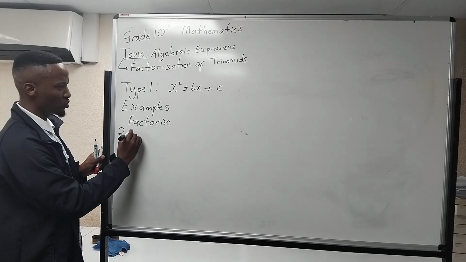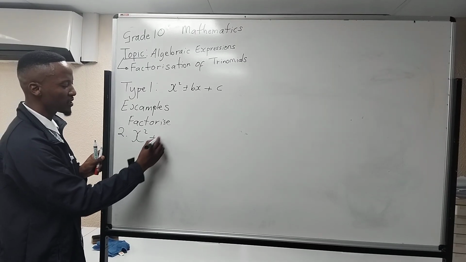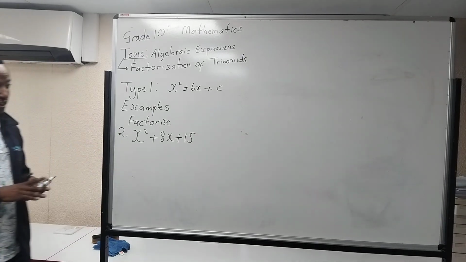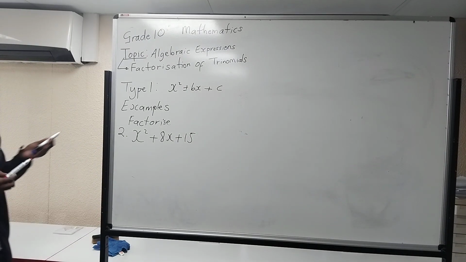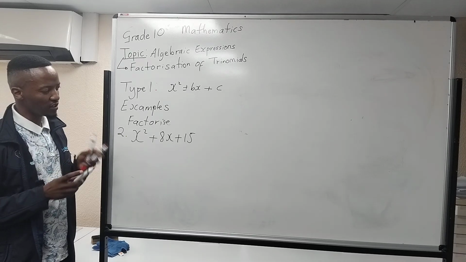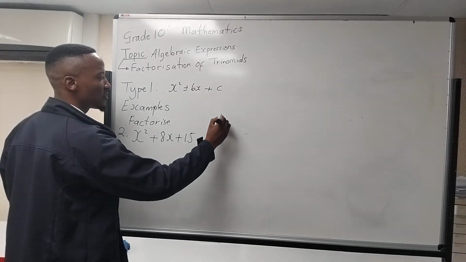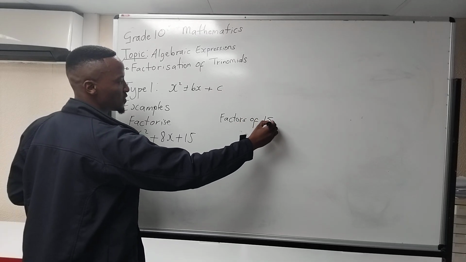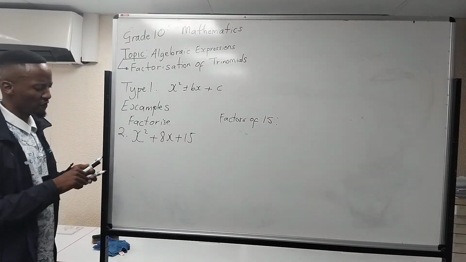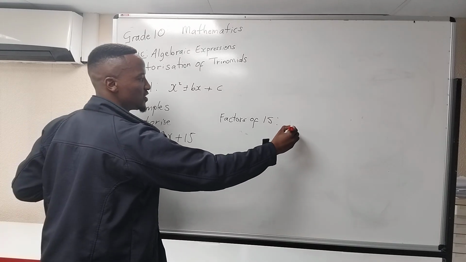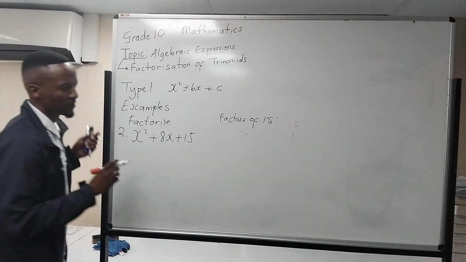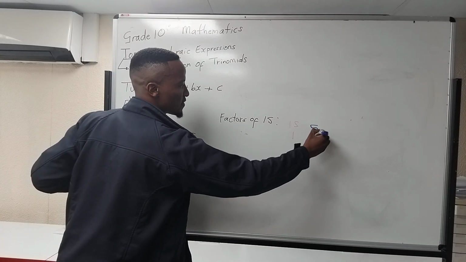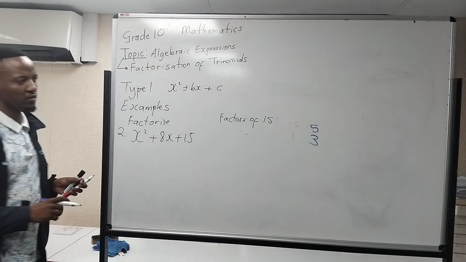Example 2, let's factorize x squared plus 8x plus 15. We are given a trinomial of type 1. Now we know the steps at the moment, so we find the factors of 15. The first pair we can have 15 and 1. The second pair we can have 5 and 3. That is step number 1.